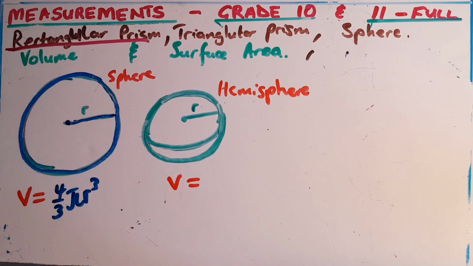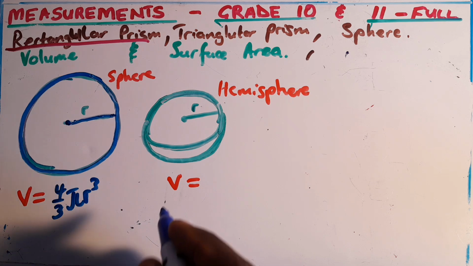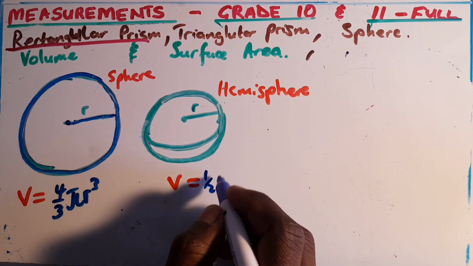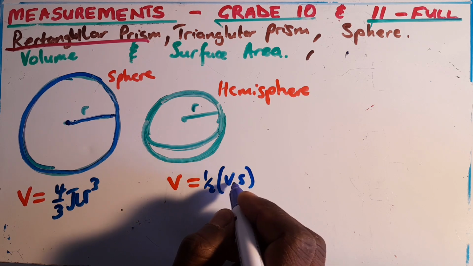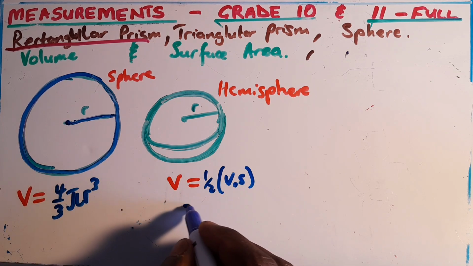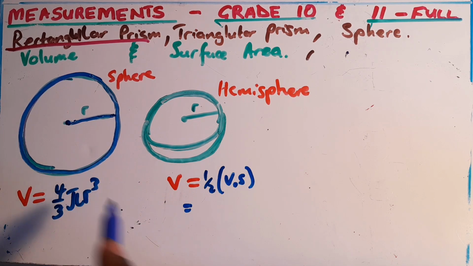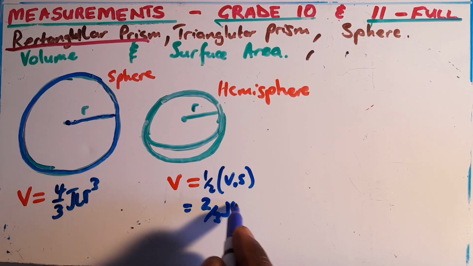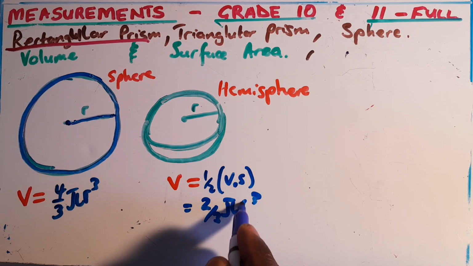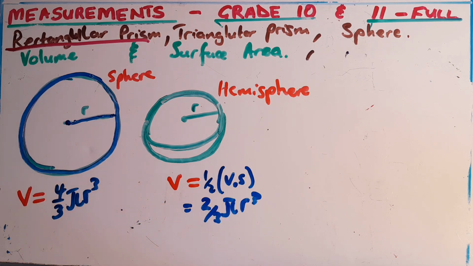But having a hemisphere, it means that it is just half of the sphere. If you cut the sphere in two, we have the hemisphere. So it means that the volume of this becomes half of the volume of a sphere, right? So it's half the volume of a sphere, which if you have this, we can just get 2/3 pi r cubed. That's how we can find the volume of a sphere and a hemisphere.